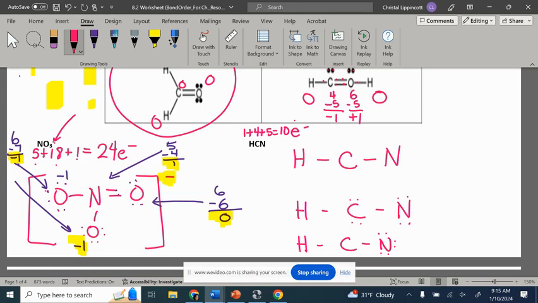How many does oxygen have around it, or nitrogen? It has 10. 2, 4, 6, 8, 10.